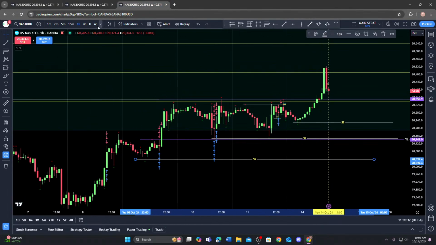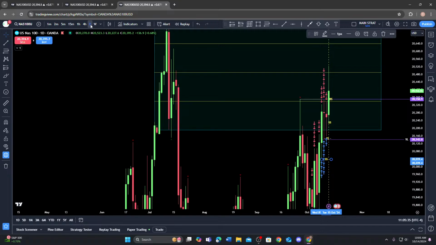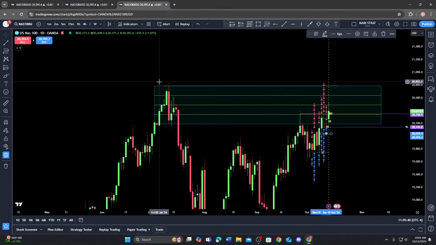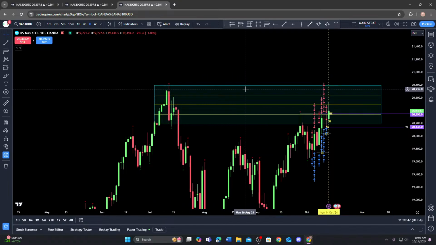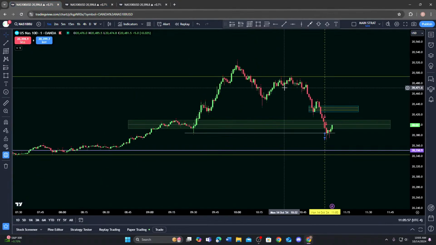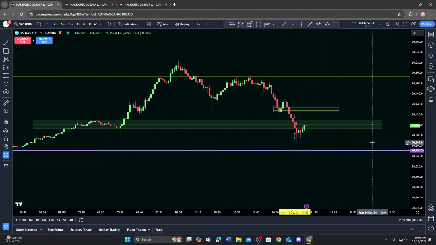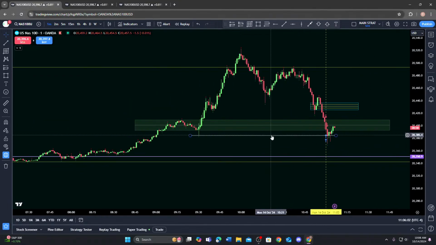Honestly, on a higher time frame, the only liquidity that is left on the higher time frame is up here. Probably won't be reaching for that liquidity today. Actually, there's some here too, right here. Probably some buy side there. All right, we wicked below that sell side.